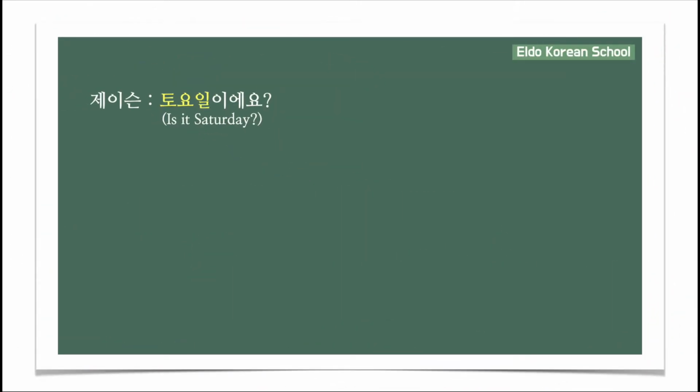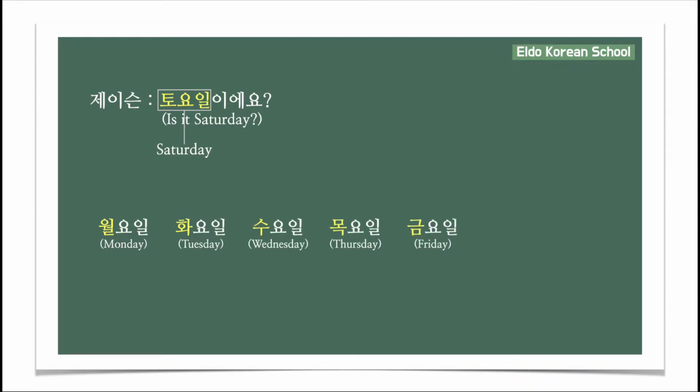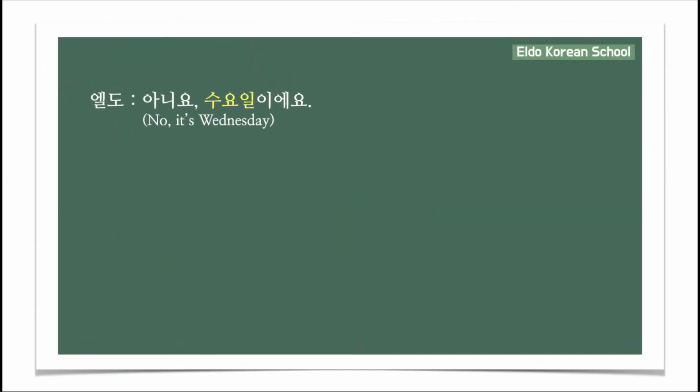Let's go back to the dialogue now. In here, Jason said, 토요일이에요. 토요일 means Saturday. In Korean, we say the days from Monday to Sunday as 월요일, 화요일, 수요일, 목요일, 금요일, 토요일, 일요일. Lastly, Eldo answered, 아니요, 수요일이에요. And the conversation is ended.